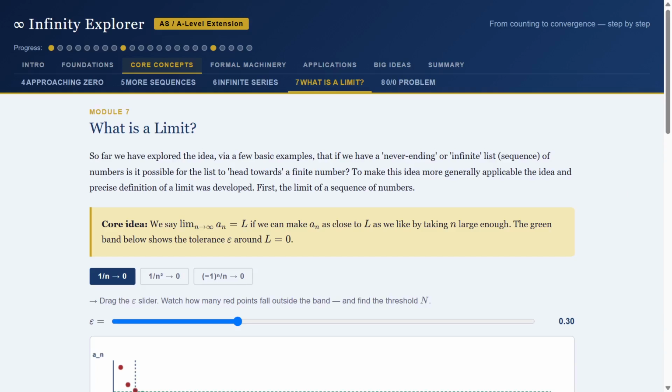So far, we've looked at a few basic examples of what happens when we have an infinite collection or an unlimited collection of numbers, either a sequence of numbers or a series or sum of numbers. And what we're trying to do is make a definition that captures all of these situations. First of all, we'll look at the limit of a sequence of numbers.